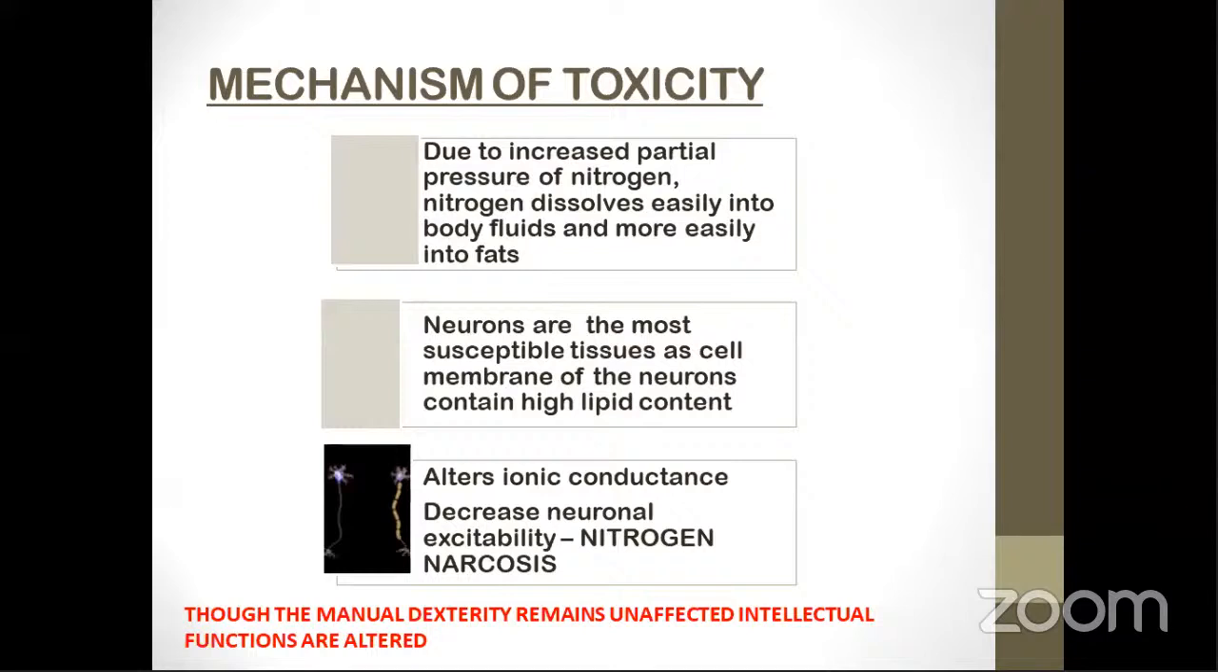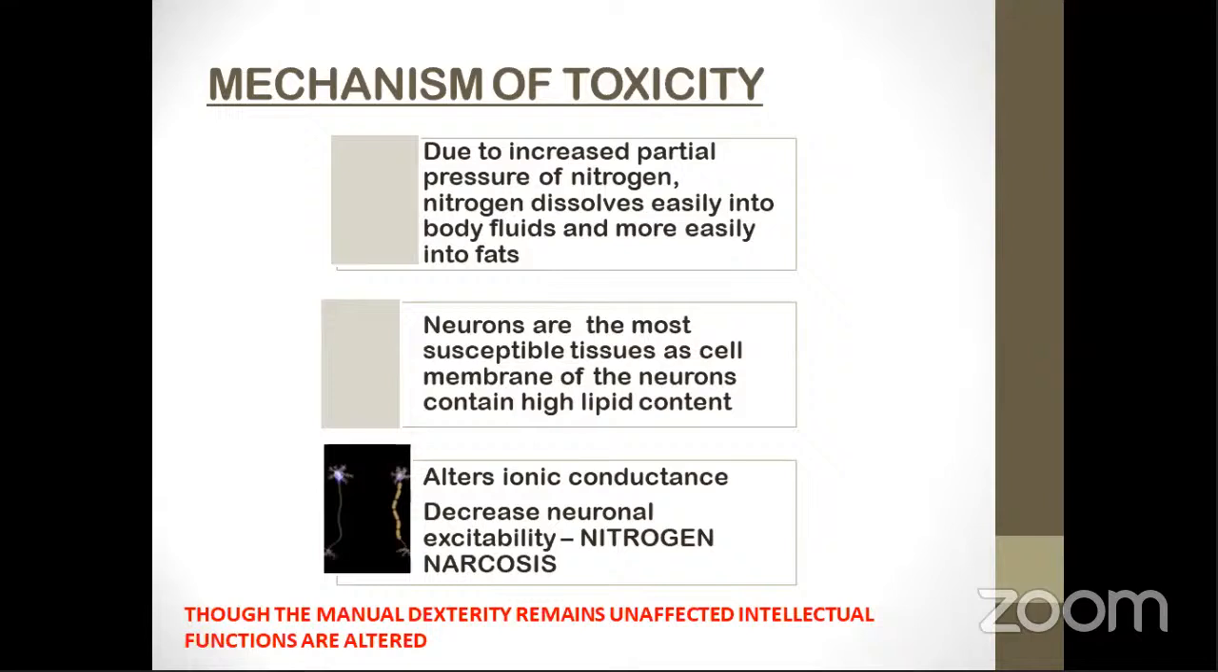And what will happen? When the nitrogen is dissolved in these neuronal membranes, this will alter ionic conductance. So that will affect the action potential in the neurons, and that will decrease the neuronal excitability. And that is the reason for nitrogen narcosis.